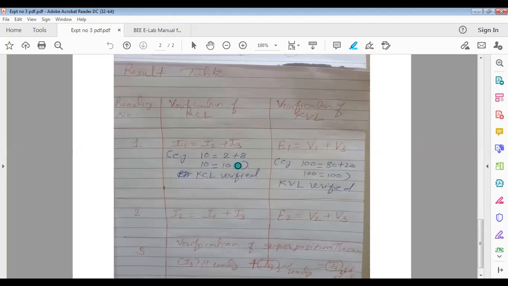Are you getting the right hand side and left hand side both equal? Yes. So as RHS is equal to LHS, can I say KCL is verified? Yes. Same you have to do for KVL. Write the KVL equation here for the first reading and put the values. For example, suppose you got 100, 80 and 20. So 100 is equal to 80 plus 20, 100 is equal to 100. Means I am getting RHS and LHS equal, right? So can I say KVL is verified?